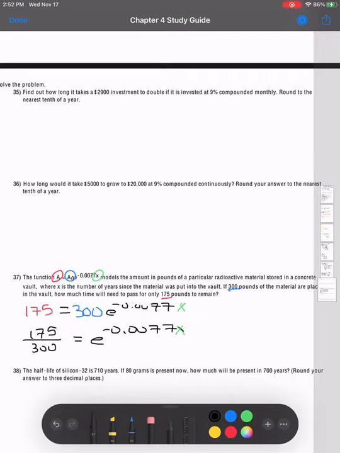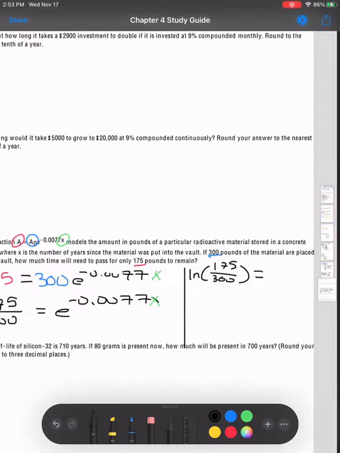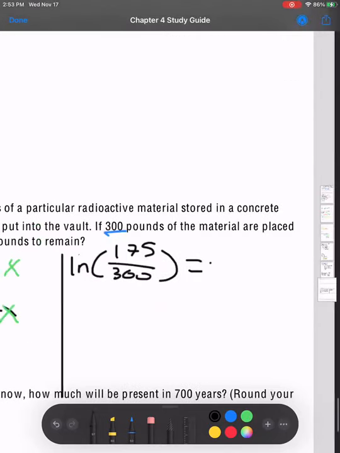And then we're going to add a natural log to everything. So then we are going to get ln 175 over 300. Let me rewrite that to be a little smaller. So then we are going to get ln 175 over 300 equals, and then the ln and the e cancel each other out. So all we're going to have left is that negative 0.0077x. And then you're going to divide by the negative 0.0077 on both sides.